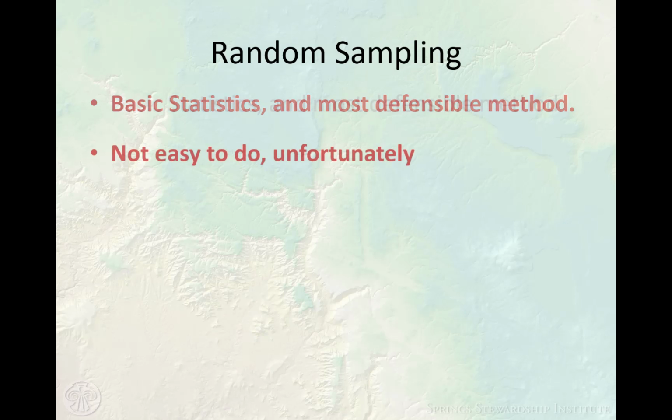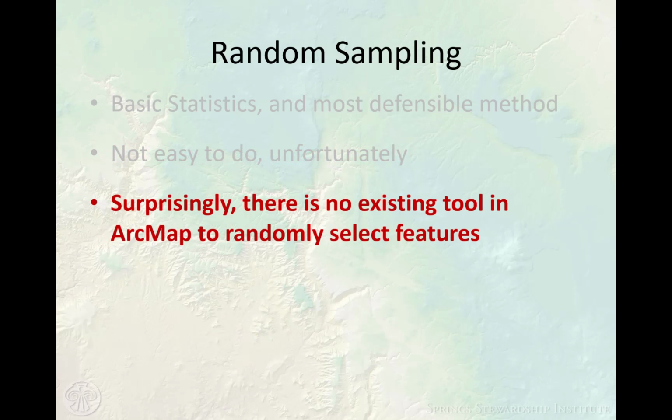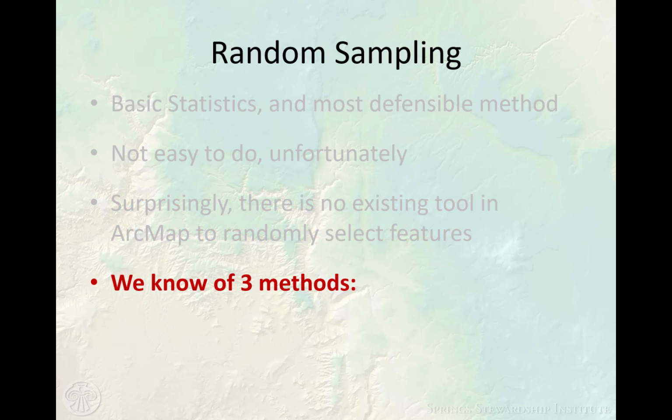Now, random sampling isn't as easy to do as you'd think, though, at least not in ArcGIS, and surprisingly there aren't tools in ArcMap to randomly select existing objects on the landscape. There are ways to generate random surfaces and do various advanced statistical analysis that depends on randomization, but there's nothing to randomly select a set of springs. You can still do it, though. So we know of 3 methods that you can use to do it for yourself without relying on any existing tool. They all rely on writing code to various degrees, though.